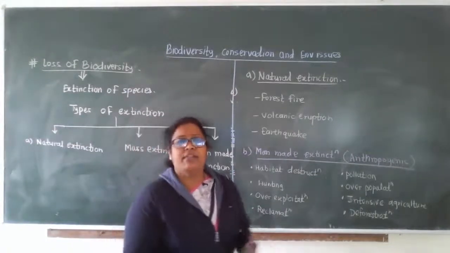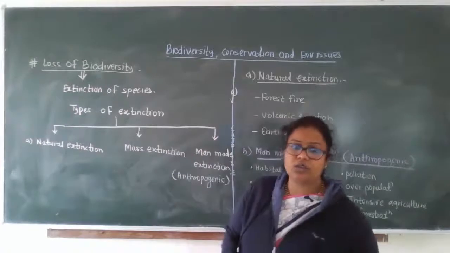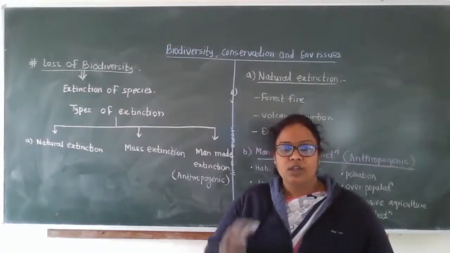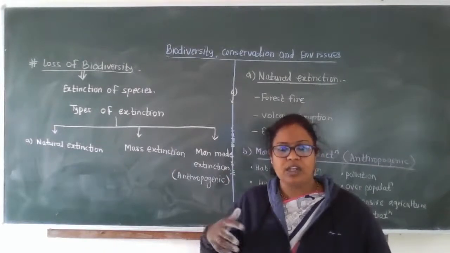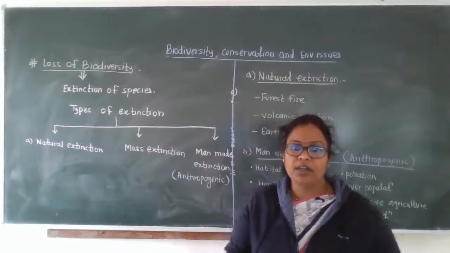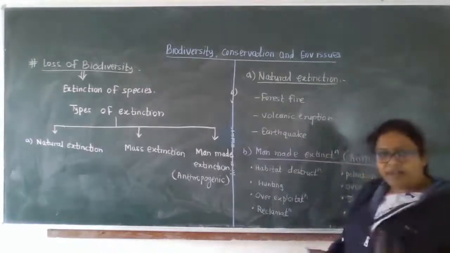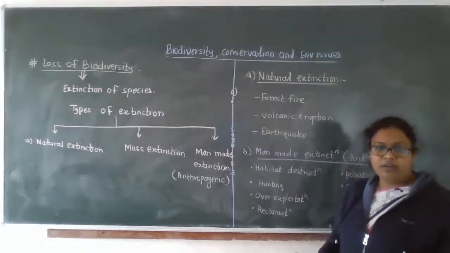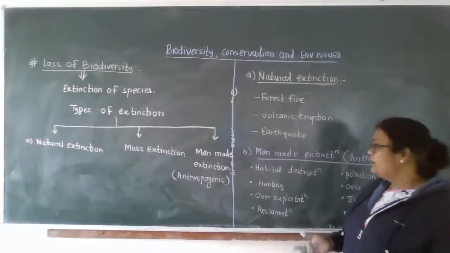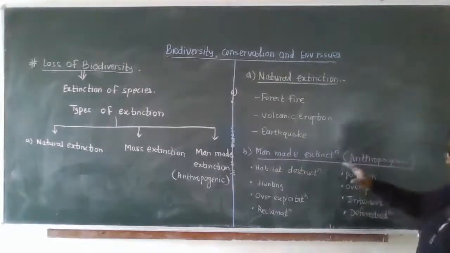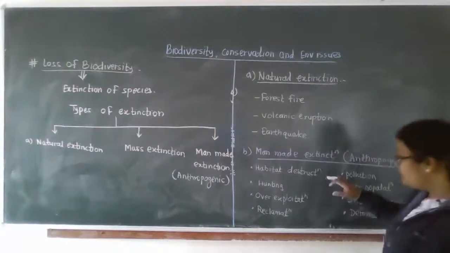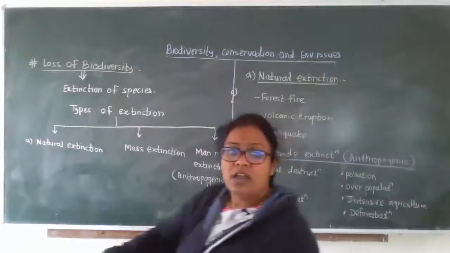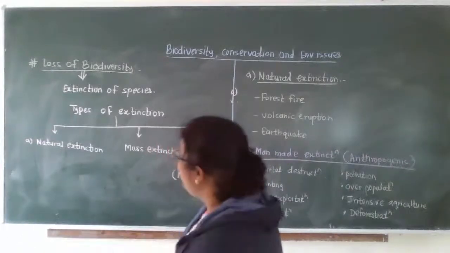We are deriving benefit from natural resources, but humans have a natural tendency to derive the maximum benefit. We are deriving maximum benefit from biodiversity, more than our need. Then the first one, habitat destruction. As you know, humans are destroying the natural habitat.